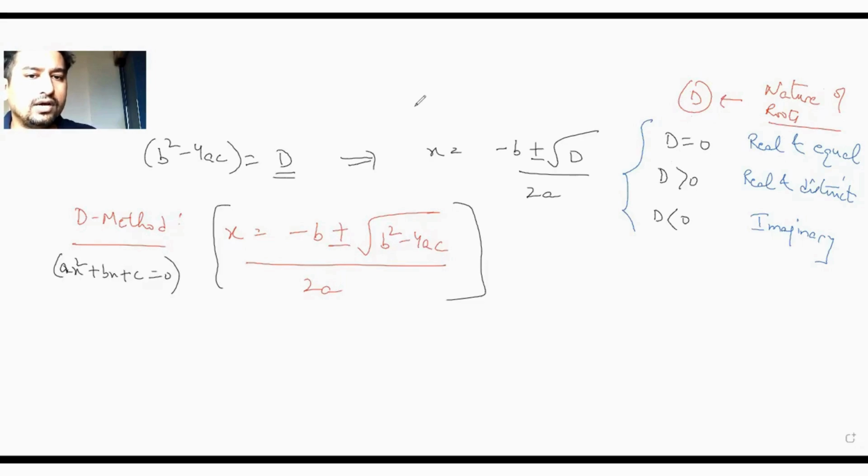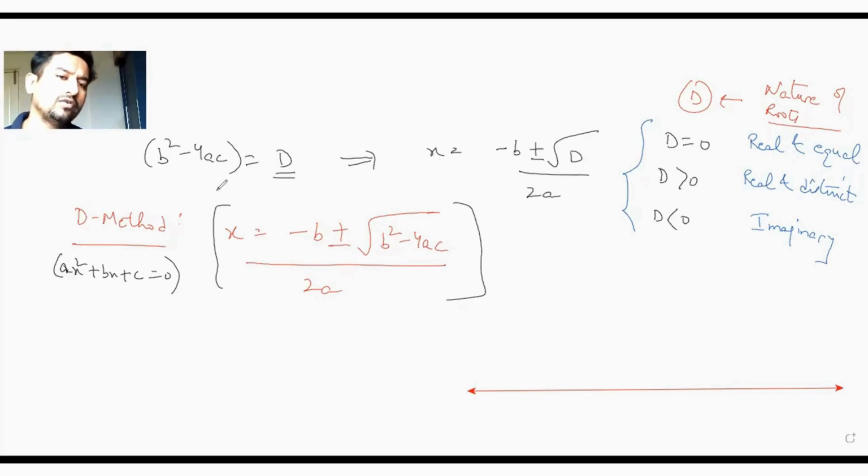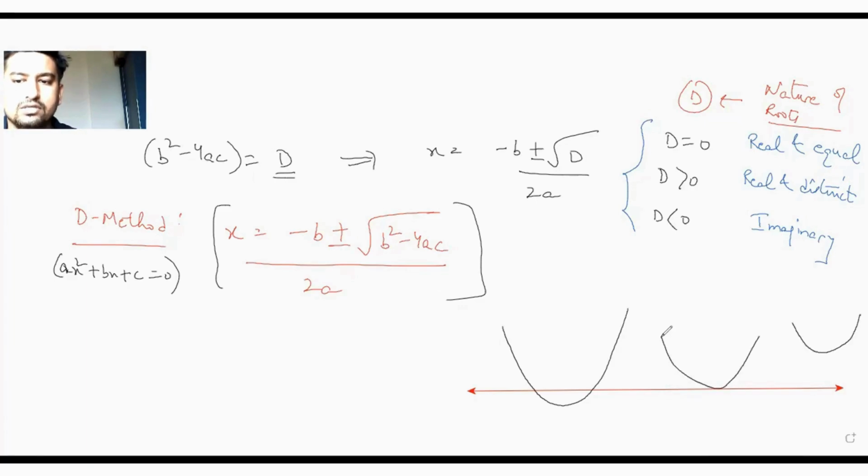I'll quickly give you a graphical representation of this so that you never forget this. It's always good to understand. There also we looked into graphical representation. Here also we'll do it. It becomes easier. So understand this. First of all, the graph of a quadratic equation is a parabola. So now there are three scenarios here. One scenario is this. Other scenario is this. And the third scenario is this, right?